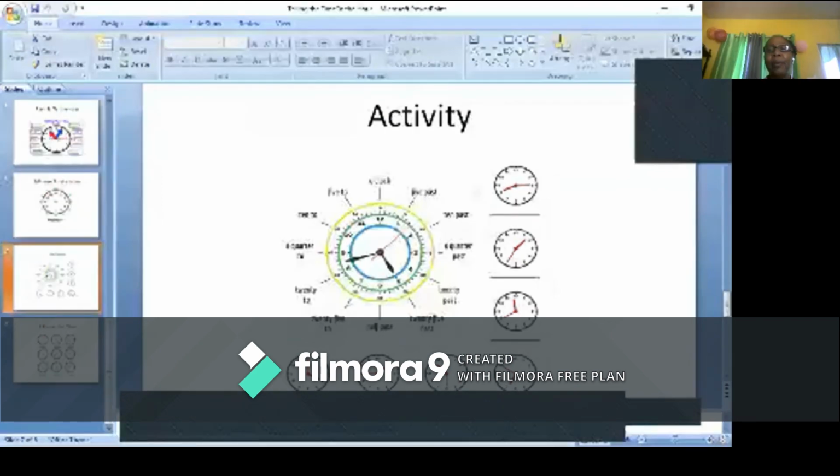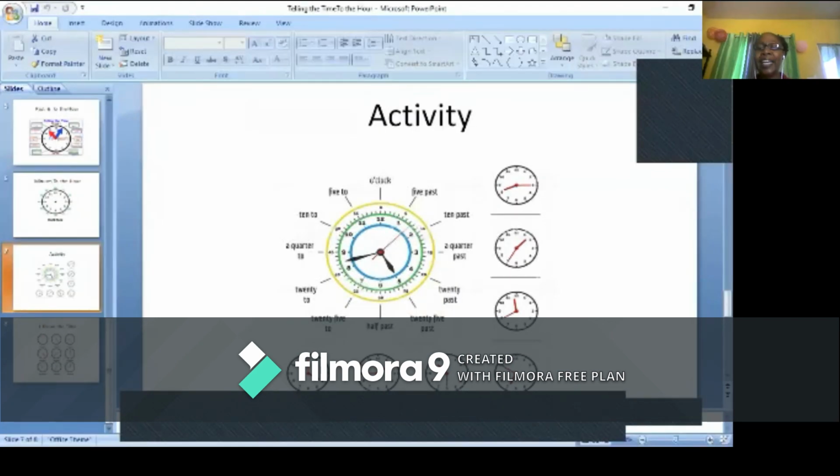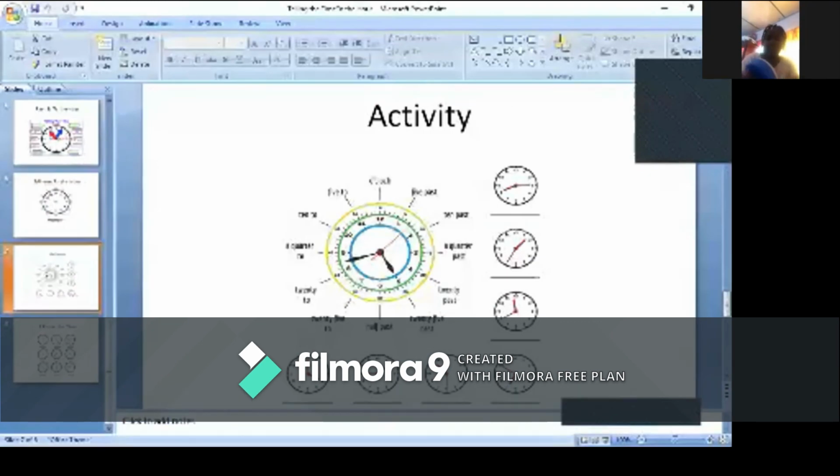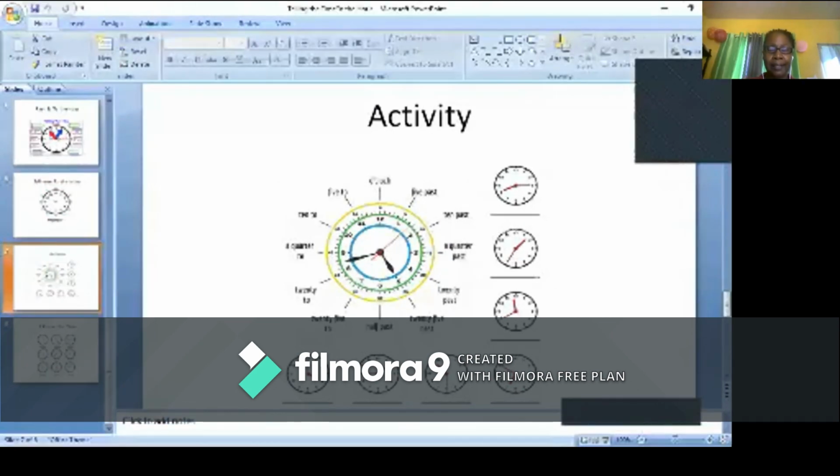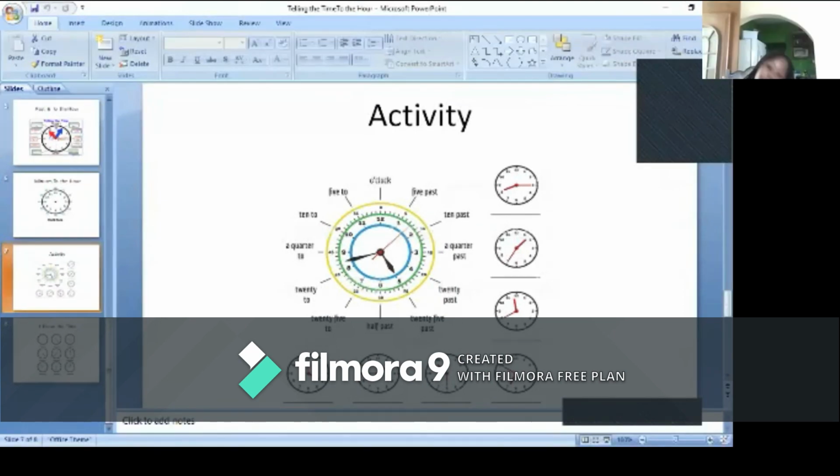Now look at the next time. The short hand is between the 11 and the 12. Put the short hand between the 11 and the 12. Yes, miss. And put your long hand on the 8 now. Now count up the minutes from the 1 all the way around to where the long hand is on the 8. 5, 10, 15, 20, 25, 30, 35, 40. 11:40. Very good.